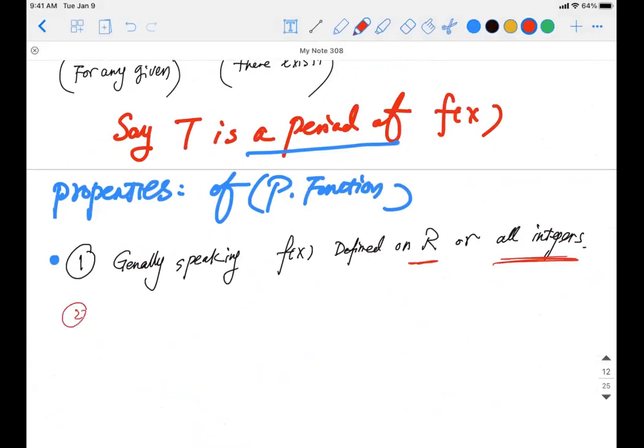Second, if T is a period, then nT is also a period. Of course, n belongs to the integers. This is understandable, nothing to say.